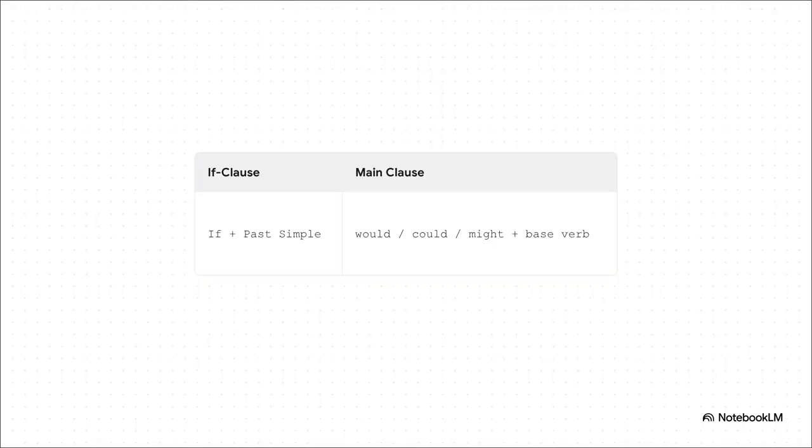Now, the structure here is super important, so lean in. Look at that if clause. We're using the past simple tense, right? Words like if I had or if I knew. But here's the twist. We're actually talking about the present or the future. That little step back in time, that's the secret code. It's the grammatical signal that tells everyone, hey, we've just jumped into a hypothetical world.